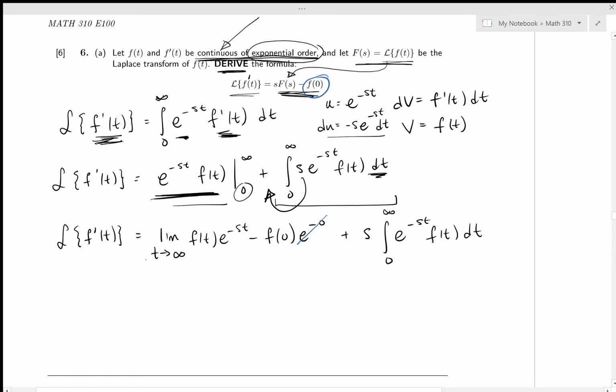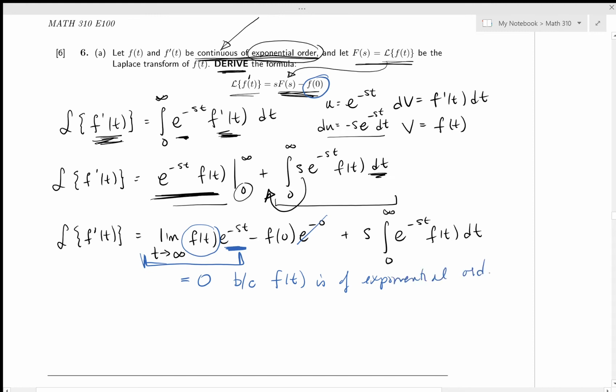Now I'm looking at this. I need to evaluate this limit. The key thing is that f of t is of exponential order, so it does not grow faster than this. And this thing here is exponentially decreasing. So this limit goes to 0. Okay, so this limit right here is equal to 0. That is because f of t is of exponential order.